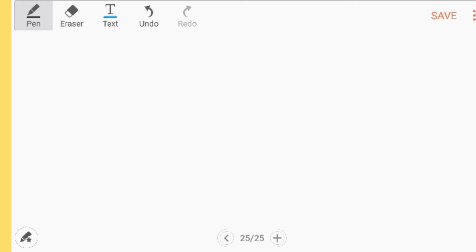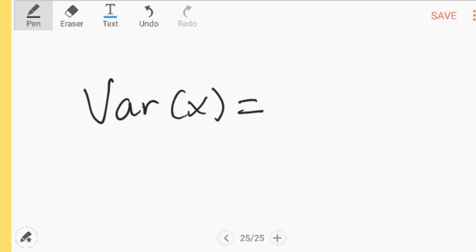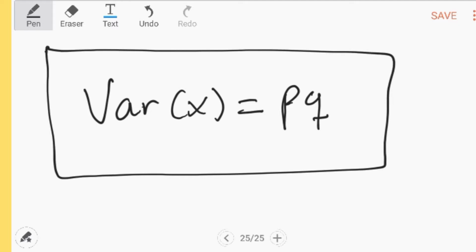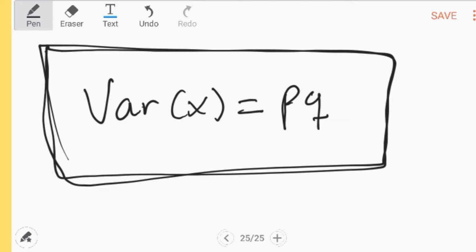In this tutorial session, our task is to show that the variance of the random variable x in the Bernoulli distribution is equal to pq. So this will be our task in this tutorial. So we want to show that the variance of a Bernoulli random variable x is equal to pq.